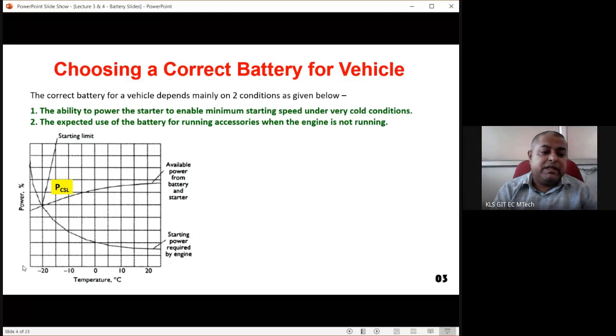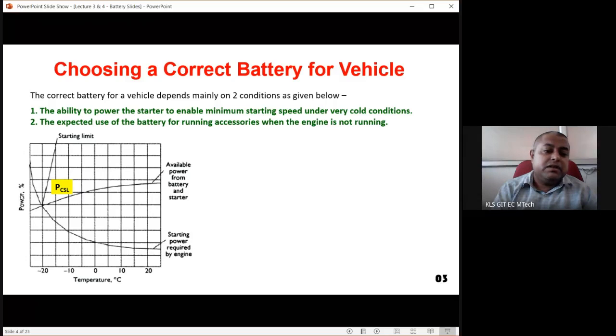So when the temperature is -25, at that time we are requiring almost 85% of the power for starting the car. Just check, this is the starting power required by the engine. So this is called cold starting, but the starting limit is somewhere here where these two graphs are crossing, because at -25 the battery can give only almost 50% power, but the engine is requiring 85% power.